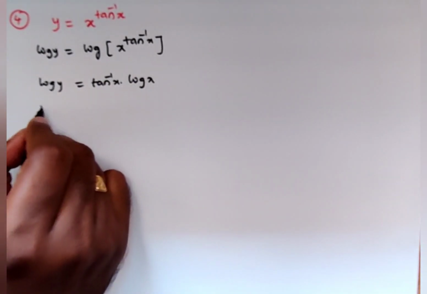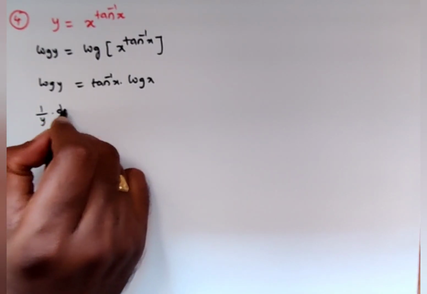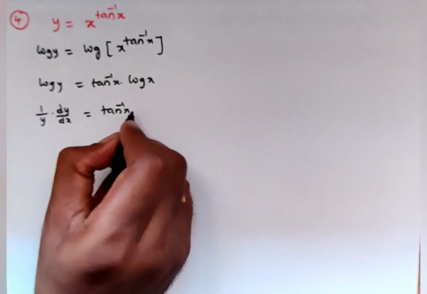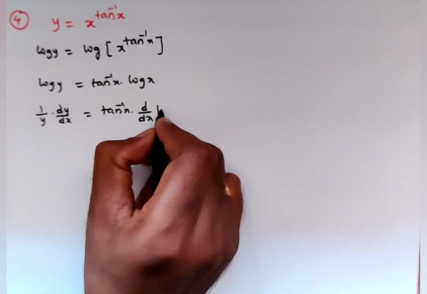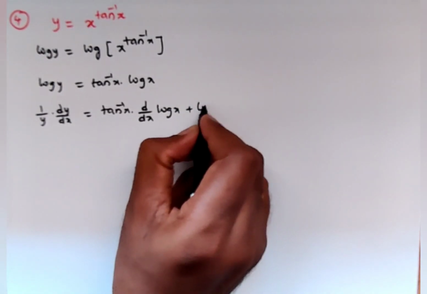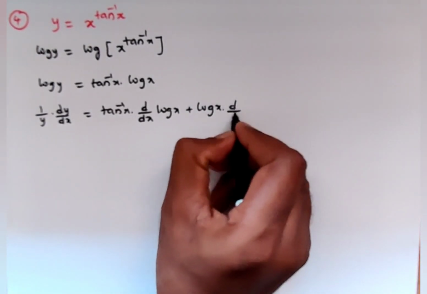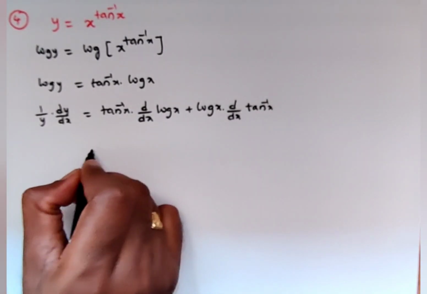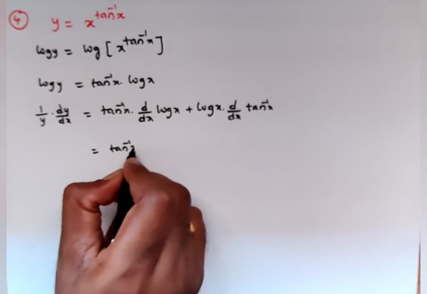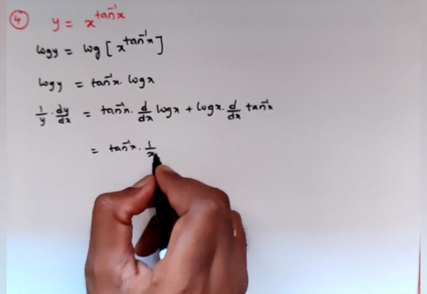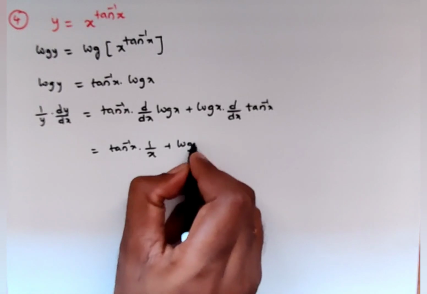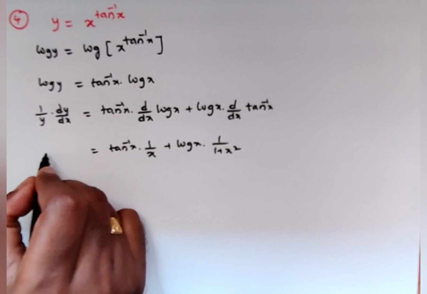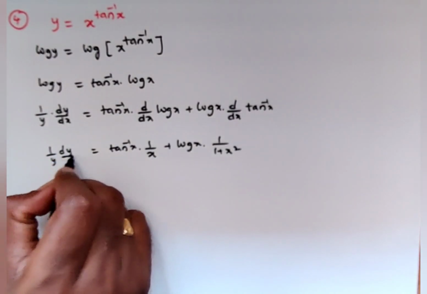Now differentiate on both sides with respect to x, so that it is 1 by y into dy by dx. This is tan inverse of x into d by dx of log x, plus log x into d by dx of tan inverse of x. Now this is tan inverse of x into 1 by x, the derivative of log x is 1 by x, plus log x into the derivative of tan inverse of x, which is 1 by 1 plus x square. So this is 1 by y into dy by dx, right?